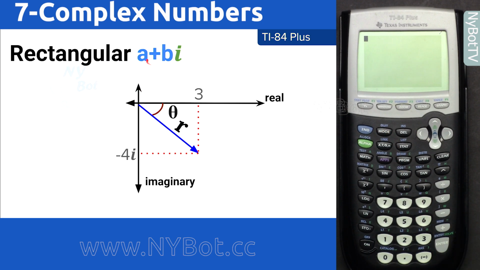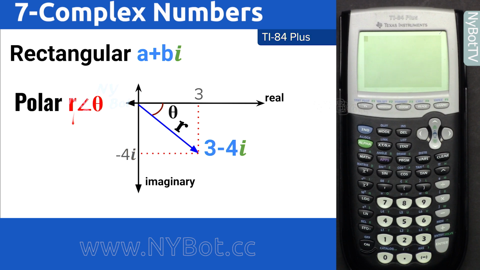Now for rectangular, it is shown in A plus B format, A plus Bi, and we have a real axis, and then imaginary is the same as the i-axis. It's vertical, and 3 minus 4i is shown like 3 in the real, and minus 4i is on this imaginary axis.